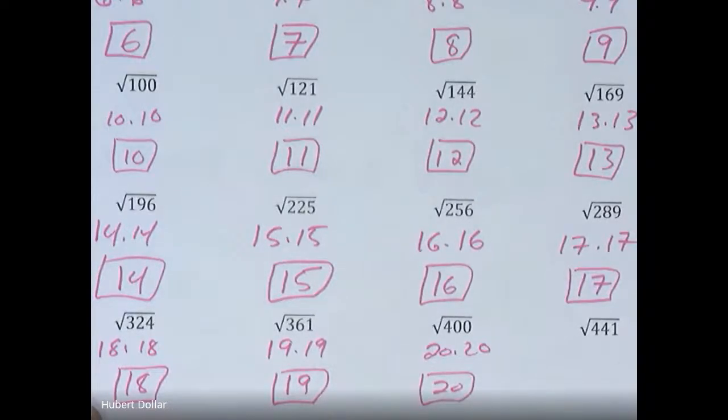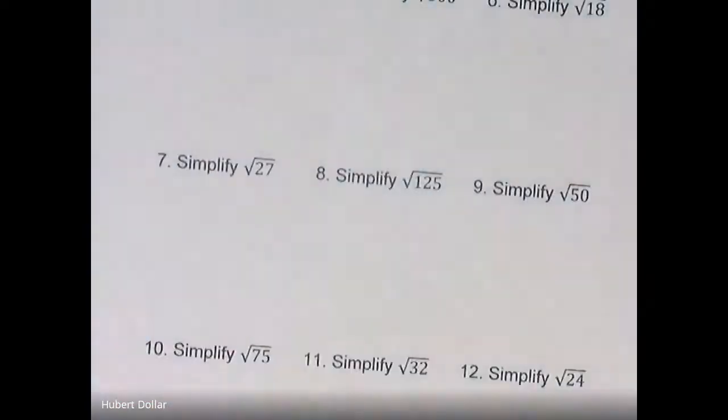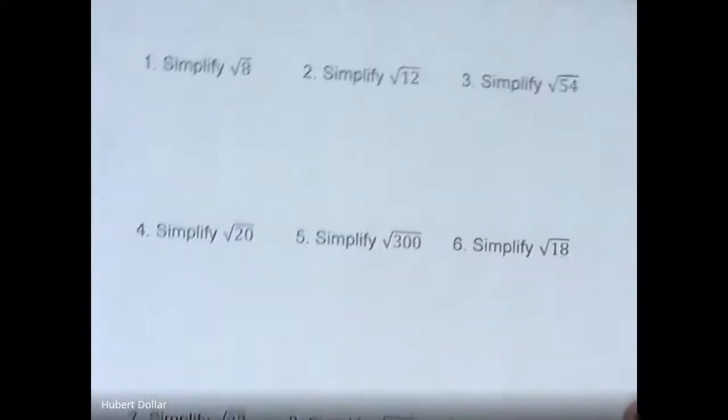And 441 is 21 times 21, so the square root of 441 is 21. Now these are all perfect squares because there's exactly one number times itself that equals the number underneath. That is not always what happens. So let's look at ones that are not perfect squares.